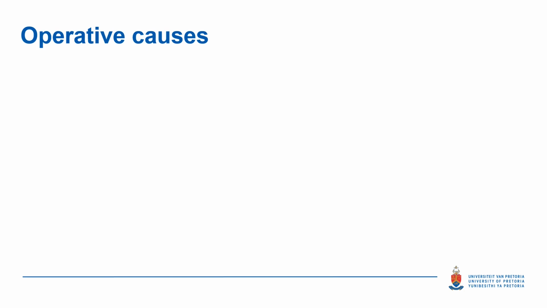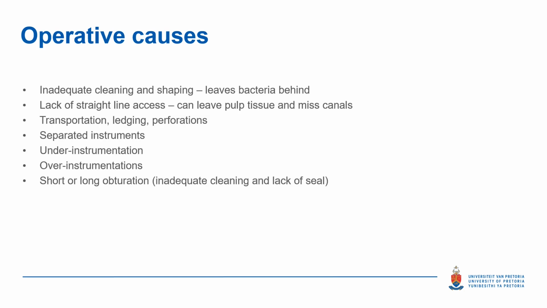Then obviously things can happen whilst we're doing the endo itself. Mostly inadequate cleaning and shaping of some form. Anything that can leave bacteria or inflamed tissue behind is going to contribute to failure of the root canal, and that's a lack of straight line access, your procedural complications such as transportation, ledging, perforations, instruments that are separated, or either under or over instrumentation or obturation of the case.